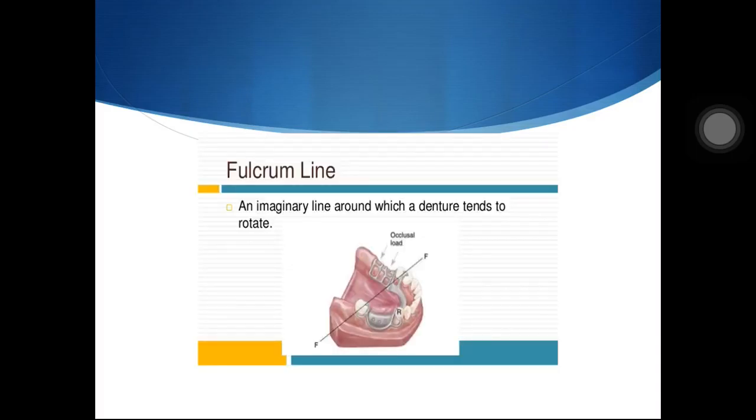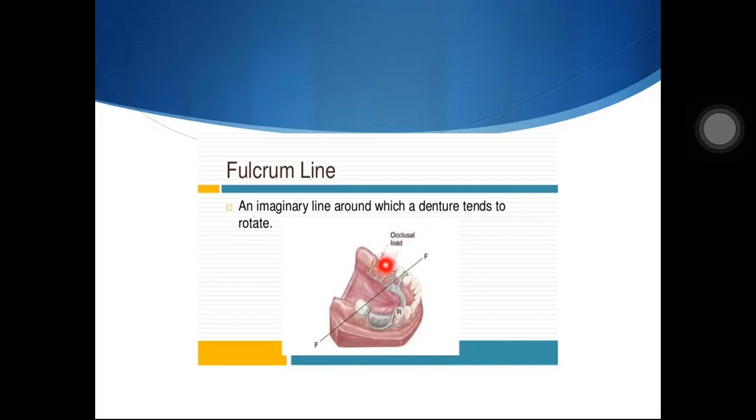So fulcrum line is basically an imaginary line that passes through the most distal abutments of the patient and around which a denture tends to rotate. If we consider this as the distal extension on the right side, and this as the last abutment on the left side, if we put a straight imaginary line through these abutments, this will be called a fulcrum line, and the denture will tend to rotate both towards the tissues and away from the tissues.